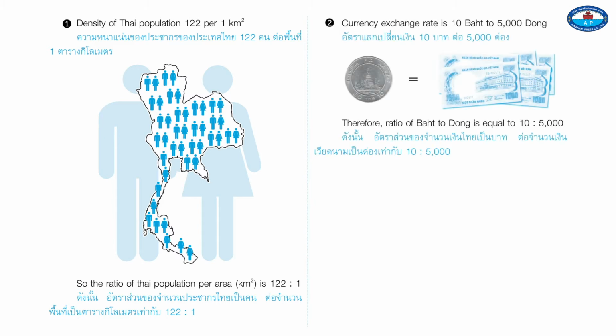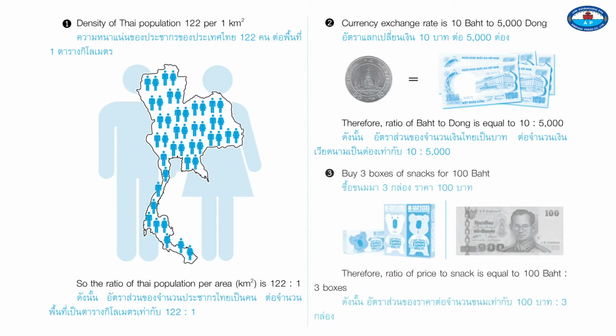2. Currency exchange rate is 10 baht to 5,000 dong. Therefore, ratio of baht to dong is equal to 10:5,000. 3. Buy 3 boxes of snacks for 100 baht. Therefore, ratio of price to snack is equal to 100 baht:3 boxes.